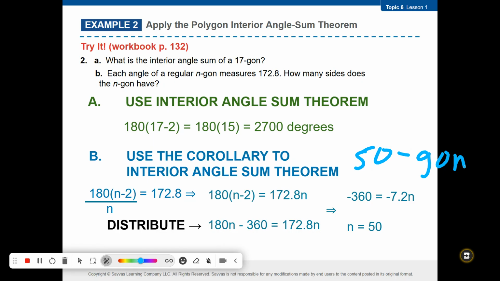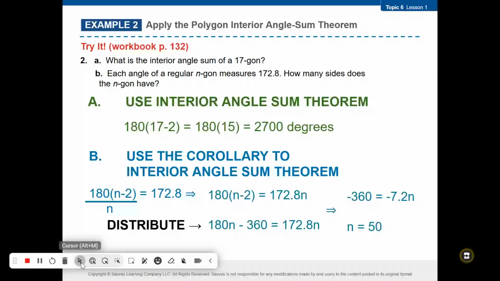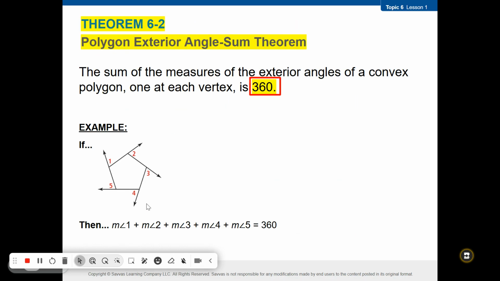Anything? Everybody still writing? Okay, I'll give you a minute. You good? Okay. So now this is the other part I want you to write on the back. Again, not the example necessarily, but definitely the rule.